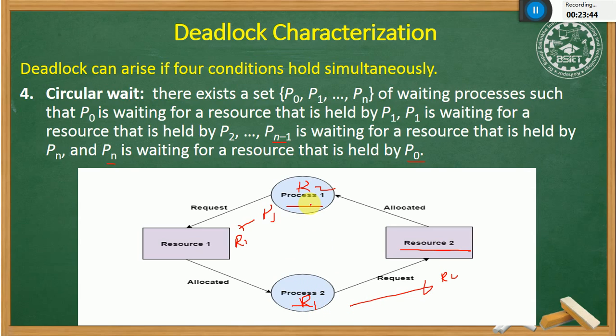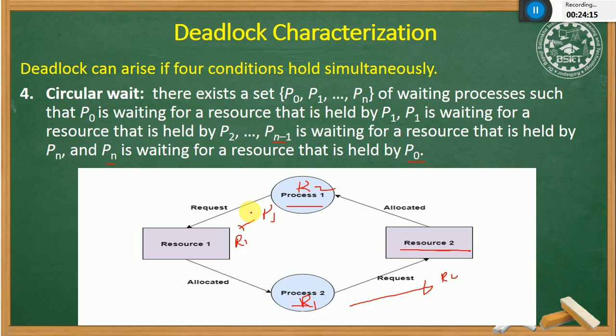For completion, P1 requires R1 and R2. For completion, P2 also requires R1 and R2. So this is a circular wait. First, there will be a cycle. One of the processes must release the resource, and then the other process can be completed. So it is a circular wait problem.